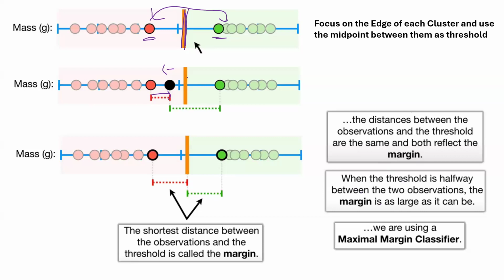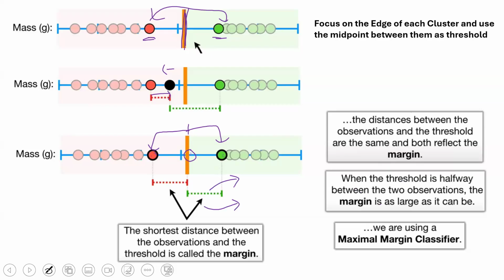The distances between the observations and the threshold are the same, and both reflect the margin. From this threshold to this particular point, the distance is the same as from this threshold to this red point, because we are trying to find the midpoint between the points that are the edge of each cluster. The shortest distance between the observation and the threshold is called the margin. So this distance is called the margin.